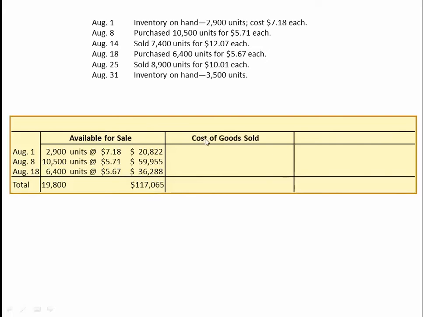So next we'll have cost of goods sold, then we'll have ending inventory. For the cost of goods sold, we're going to use first in, first out here. So when we sell, we're going to sell these first. If we sell more than 2,900 units, we're going to go to the next layer or next purchase. And down here will be the ending inventory. So first in, first out measures the income statement on when we sell something, and when we sell something, we account for cost of goods sold.